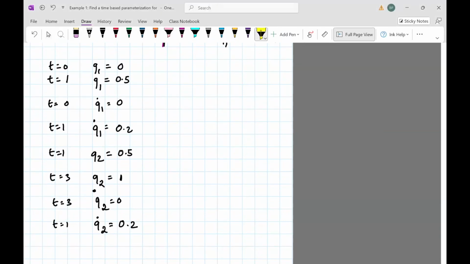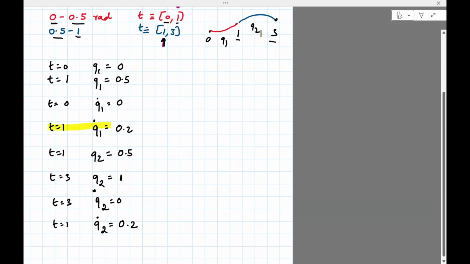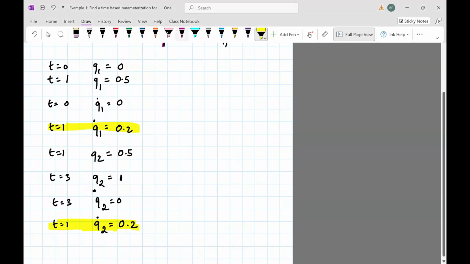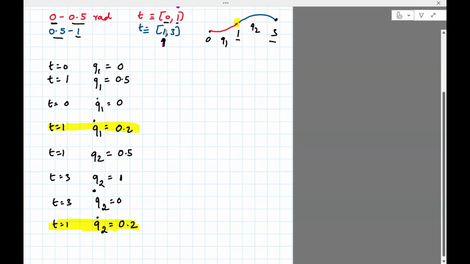So this is basically ensuring continuity. We see this point and this one to ensure that those two things at this intermediate point have continuous velocity. And then if you look at t equals 1, right here, the position is 0.5, but it should be the same position over here. So these are just continuity conditions.